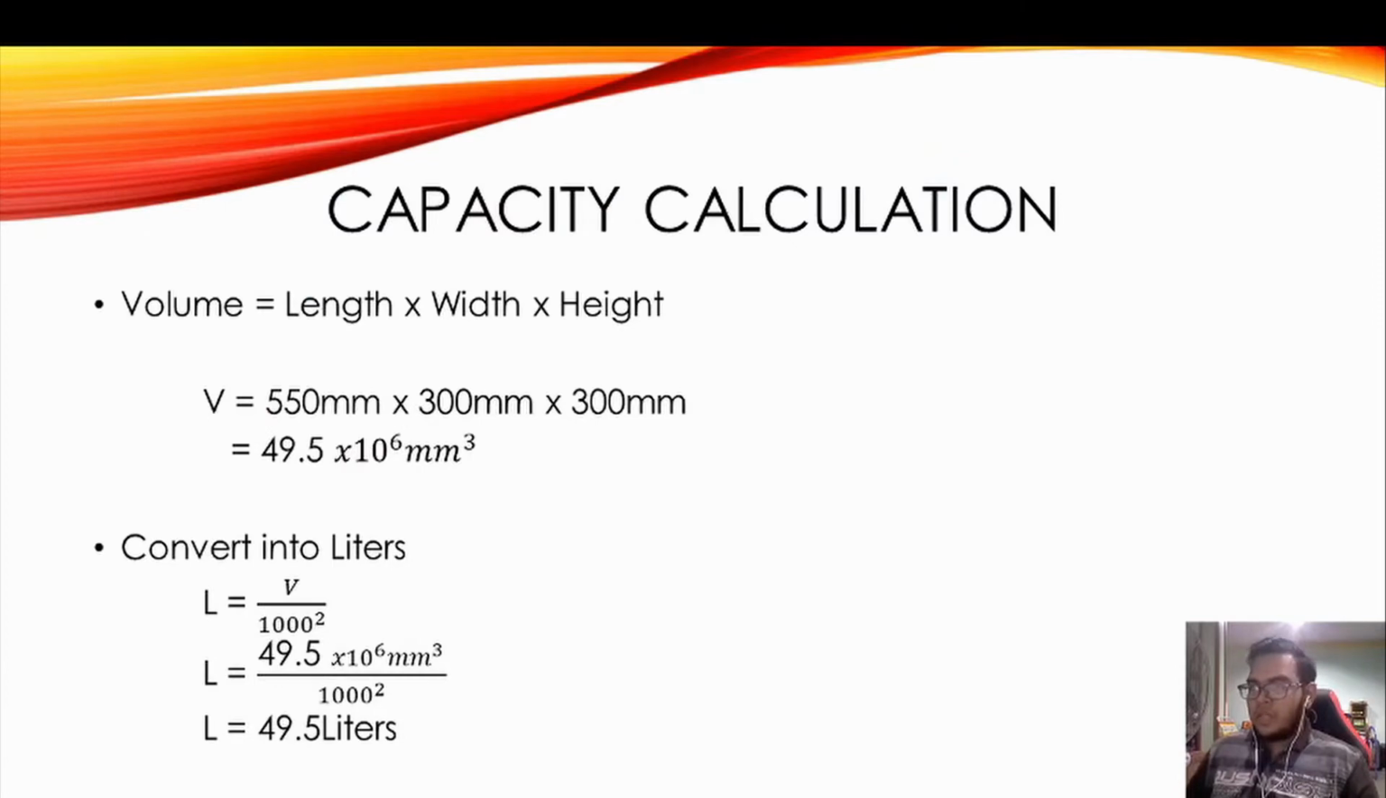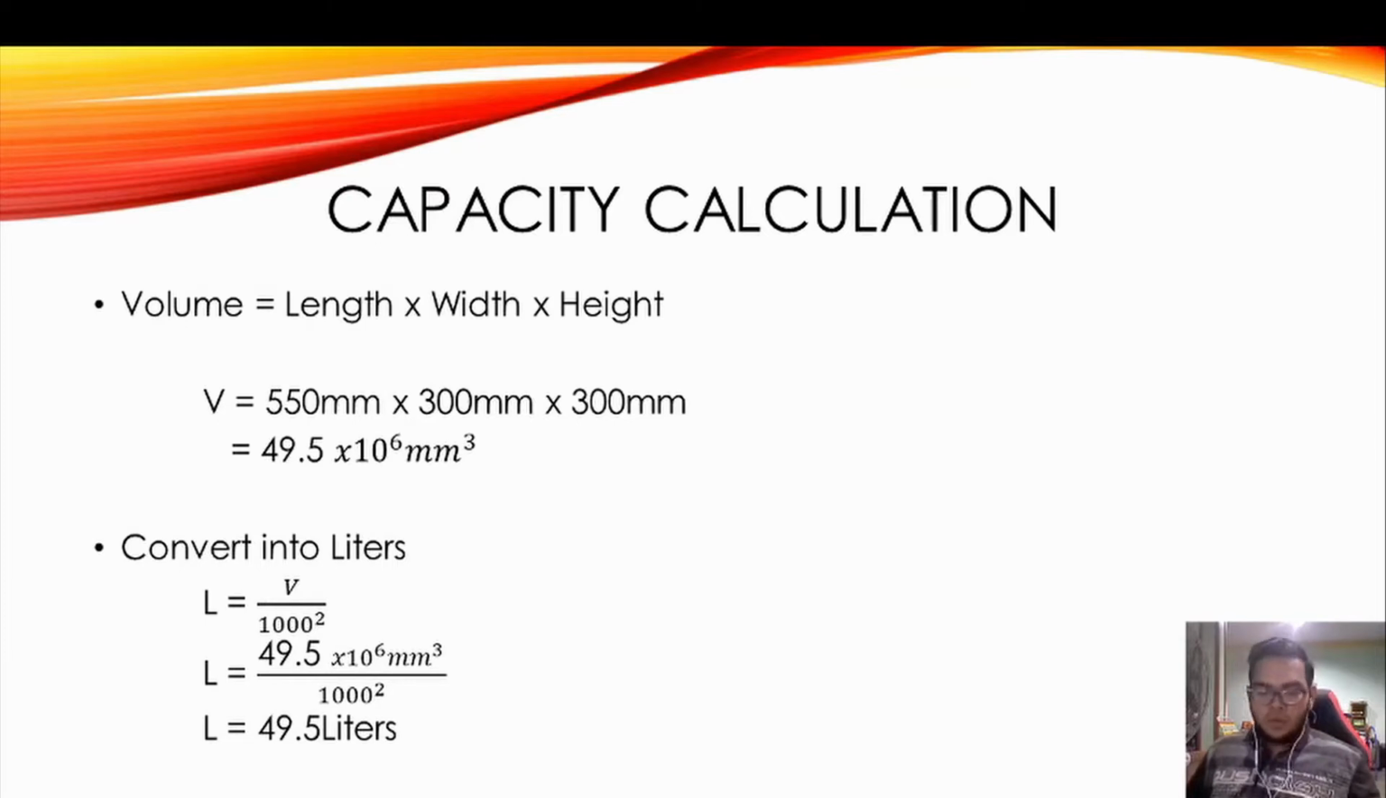Okay, so next I would like to show to you the calculation how we get the capacity of the fuel tank. Okay, as I mentioned before, we got the volume of the fuel tank, so we can calculate the capacity of fuel for the fuel tank. That is how the calculation look like.